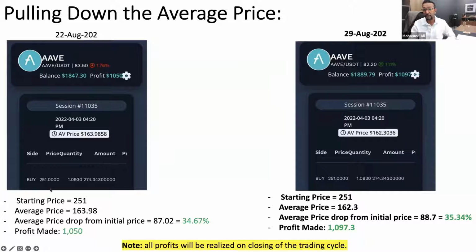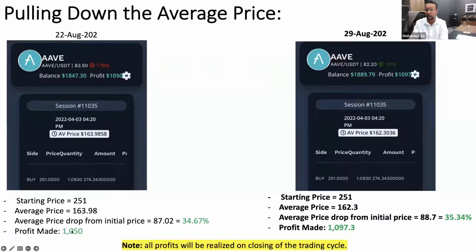So this average price, the initial price, was 251. Last week, it was brought down for the whole duration, not only last week, the cumulative pulling down of that average price since 3rd of April, to 163. So it was pulled down from 251. Now that same trade, which was opened at 251, is now at the price of 163. And it will keep on pulling down until it closes 100%. Coming back, the average price last week was 163.98. So the average price was pulled down by 87.02 USDT, and in percentage, that is 34.67%.